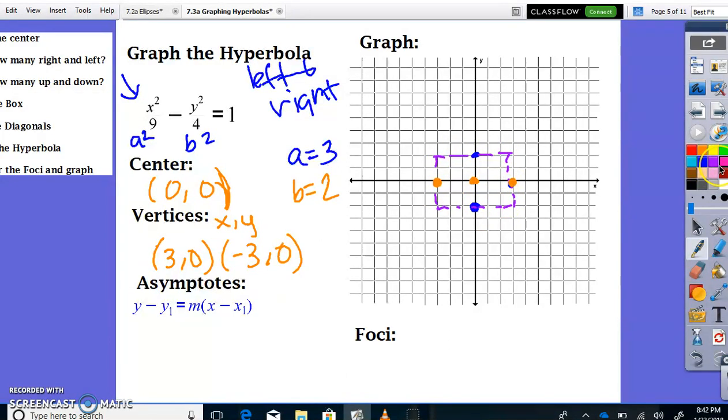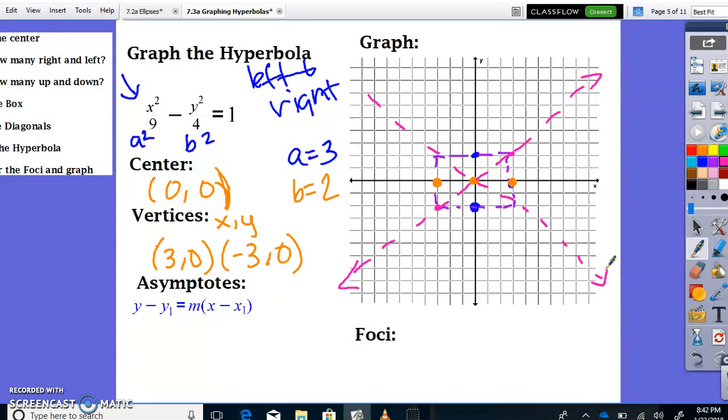That box is going to help me draw what are called my asymptotes. These asymptotes are going to be connected from each corner of the box, so that corner to that corner. So it's going to be a dashed line all the way through that diagonal, and then I go through the other diagonal of that hyperbola, so those are my asymptotes.